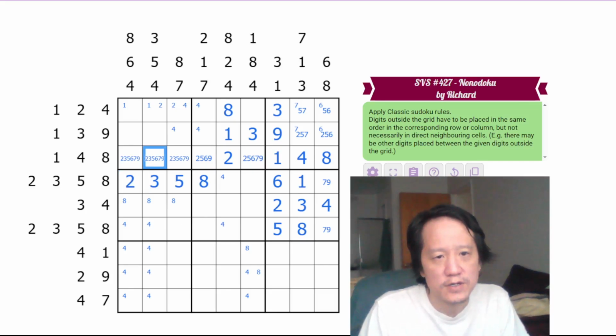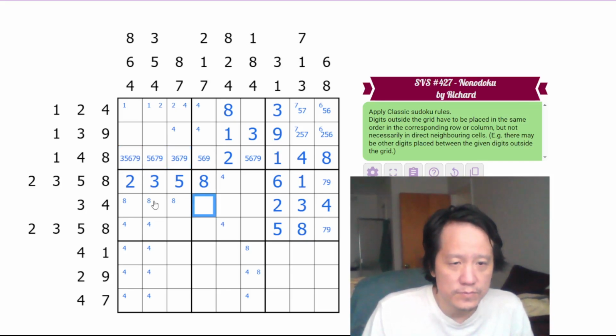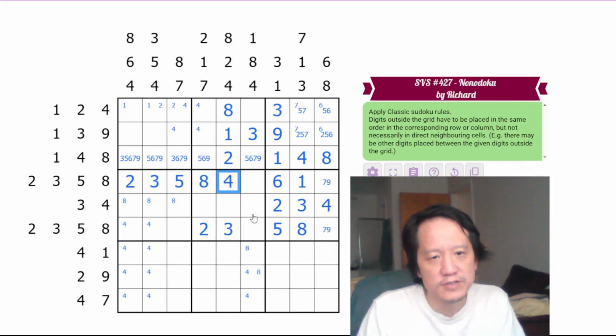Guaranteed. 3 is not here. 5 is not here. 2 can't be any of these. And 2 can't be here. That means 2 and 3 have to be here. 2 cannot be here because it has to have a 3 in between that and the 5. 2 can't be here because of 2 in the column, so this is 2 here. 3 has to be one of these two. Cannot be here because of 3 in the column, so this is 3. That makes this 4.